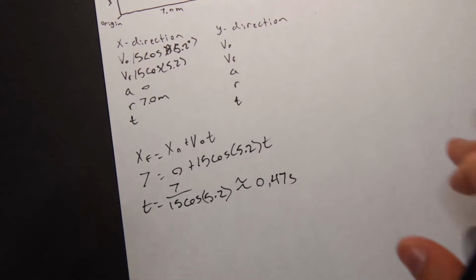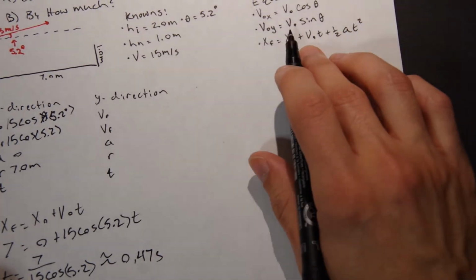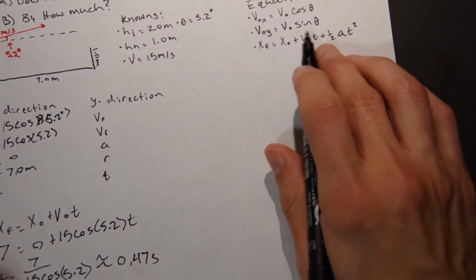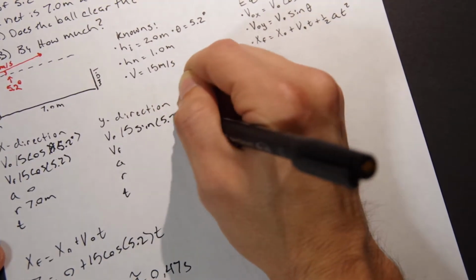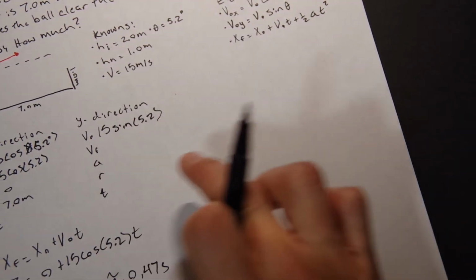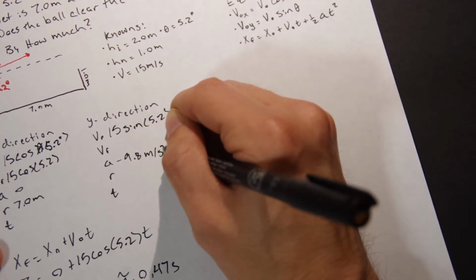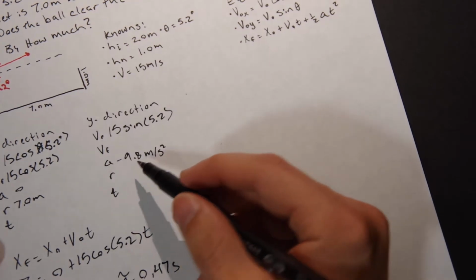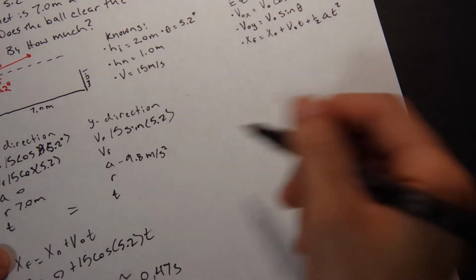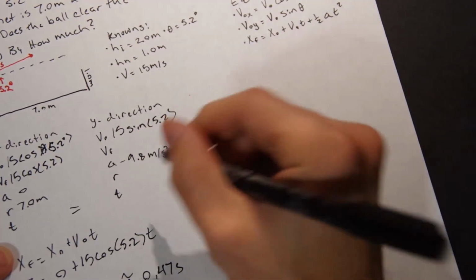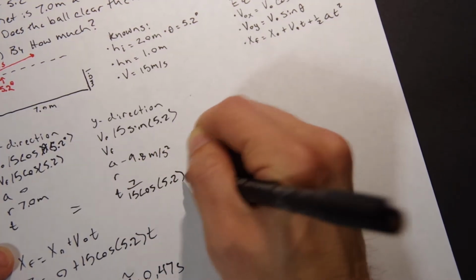Specifically, we'll fill out this chart a little bit more. So we know that the velocity in the y direction uses this equation, v naught y equals v naught sine theta. So we're going to have 15 sine 5.2. Now we don't know v final yet because there's going to be acceleration due to gravity, which is negative 9.8 meters per second squared. Now the distance we don't know, that's what we're trying to find for the problem. And the time, we can put equal here because they're going to be the same point. This is about 0.47 seconds, or I'm going to put 7 over 15 cosine 5.2.